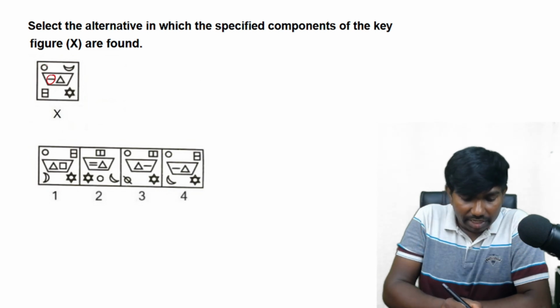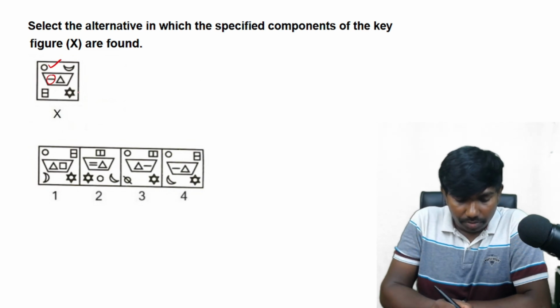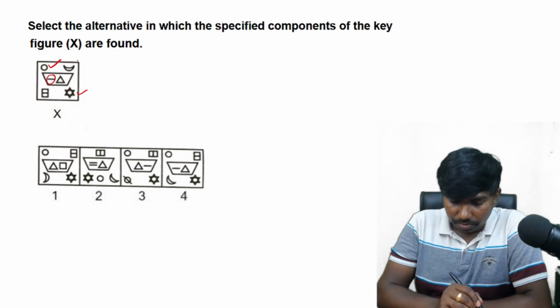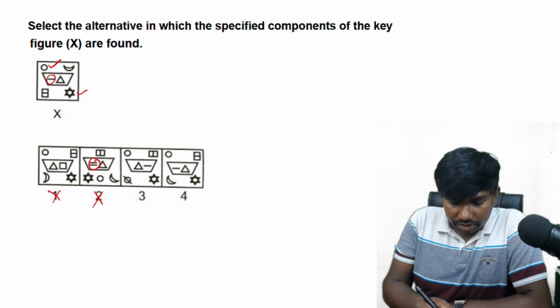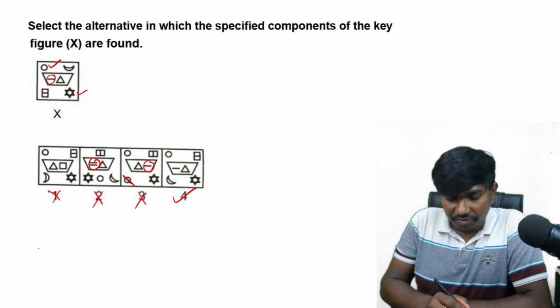Next one, there is a line, circle, and this shape and triangle also. So if you see the first figure, can be or cannot be, line is missing in the first figure. It cannot be. Second, there are 2 lines here. Cannot be. Third also there are 2 lines here. Cannot be. Then answer must be figure 4.